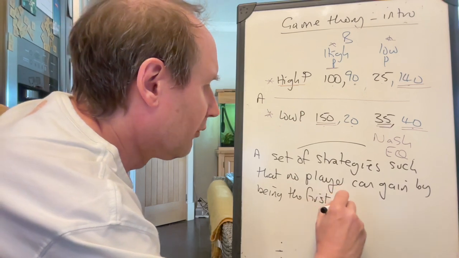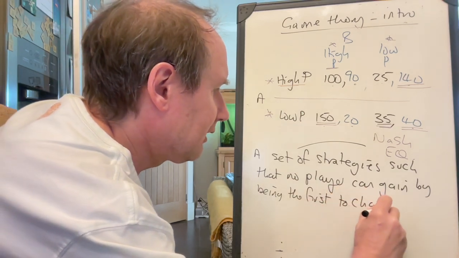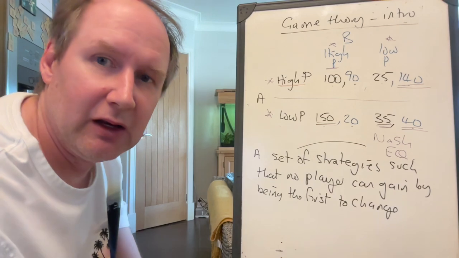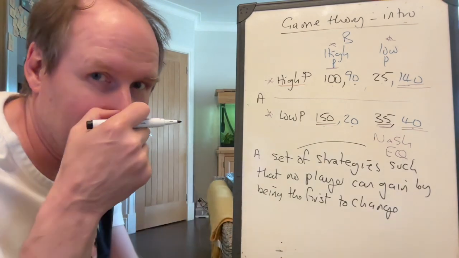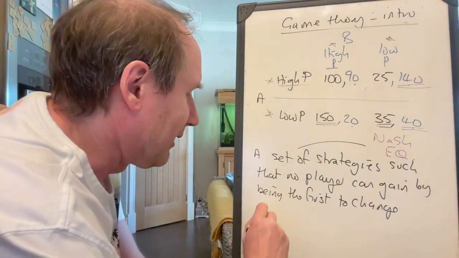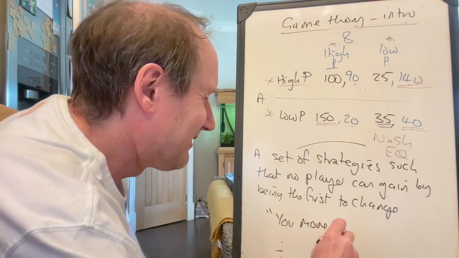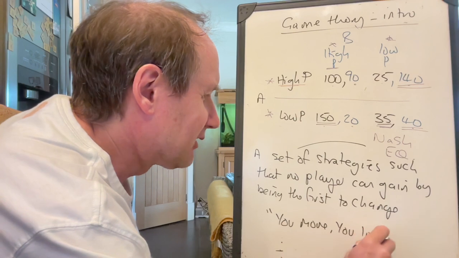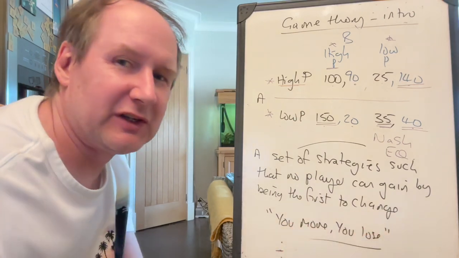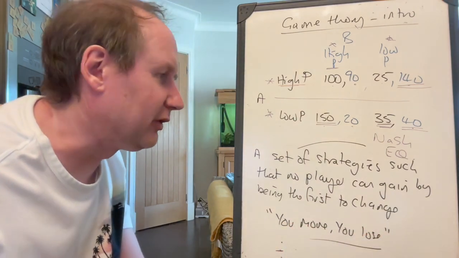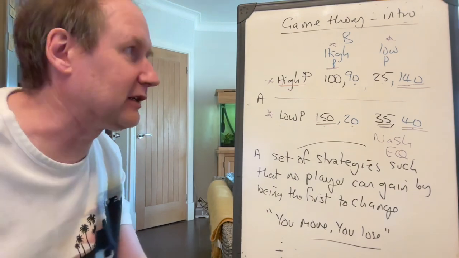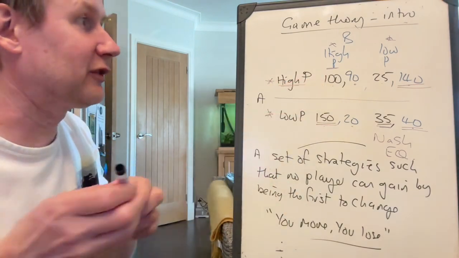So no one wants to change if we're in a Nash equilibrium. Or, as a student once said to me, you move, you lose. So let's look at each one of those four quadrants and see whether nobody can gain by moving. Let's take the top left.